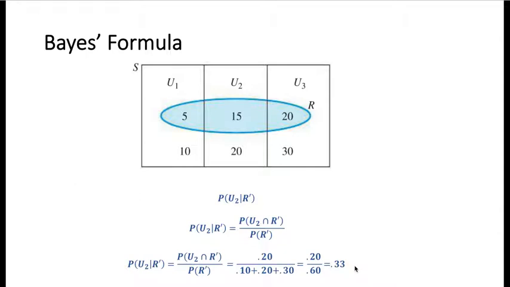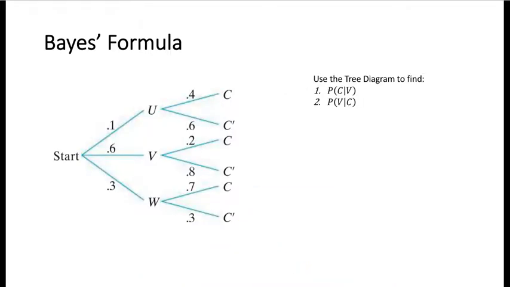How did you do? Let's look at this whole concept with a different chart. Now we're going to use a tree diagram. Use the tree diagram to find the probability of C given V and the probability of V given C. I use this example because I want you to see that you're not going to get the same answers. The order these letters are written makes a difference.